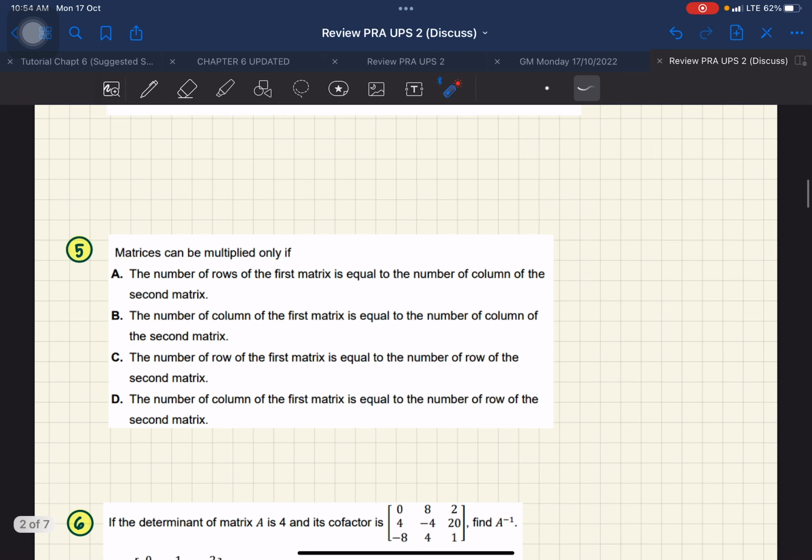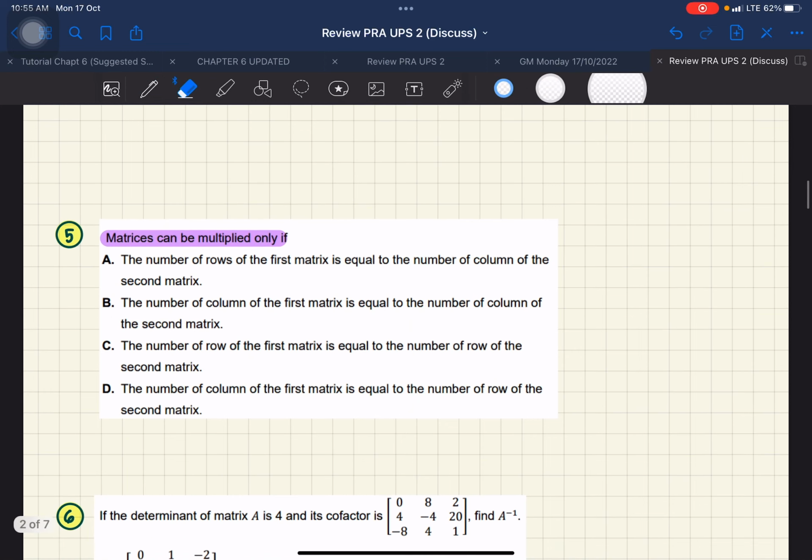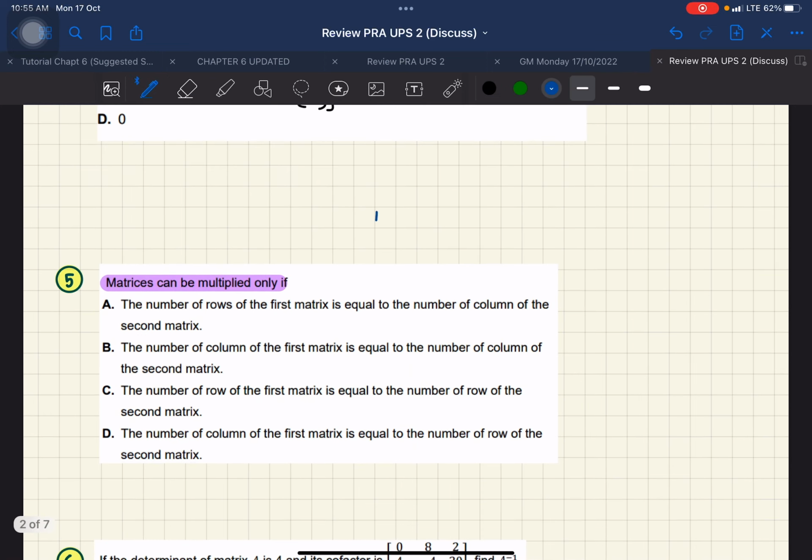Okay, number 5, matrices can be multiplied only if. So dia tanya dua matrix hanya boleh didarabkan only if apa. So ada satu je syarat yang awak boleh buat kalau awak nak darabkan dua matrix. Okay, so let's say I have matrix A, I want to multiply it with matrix B.